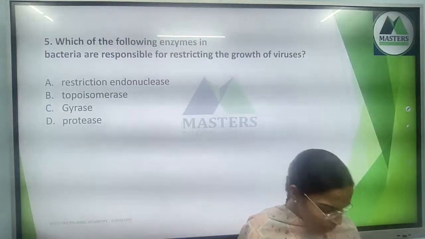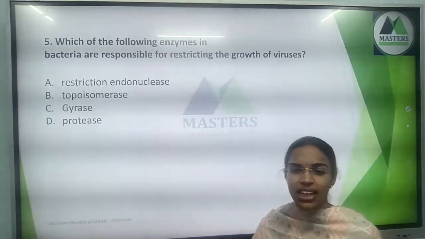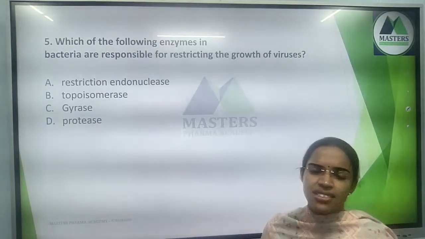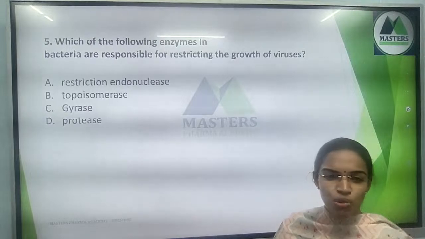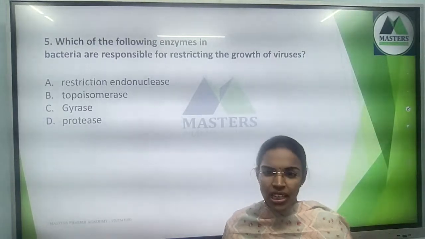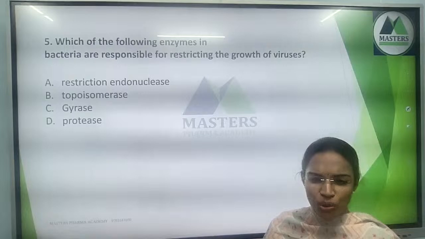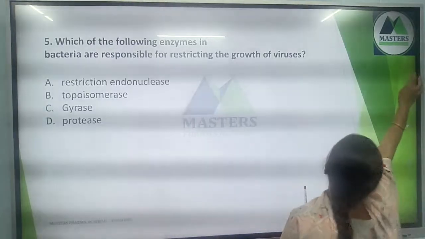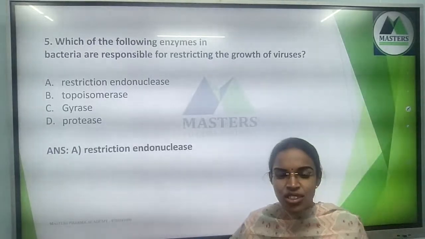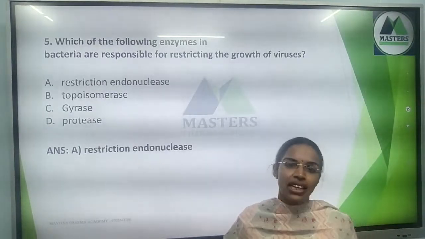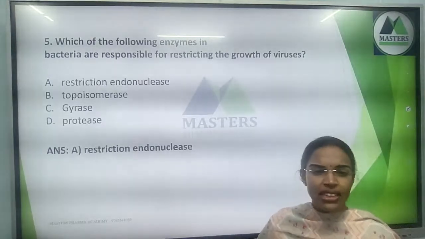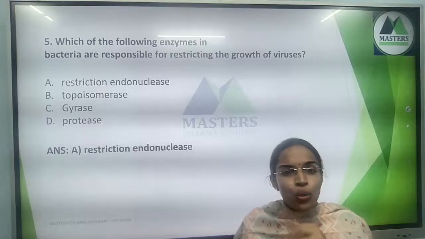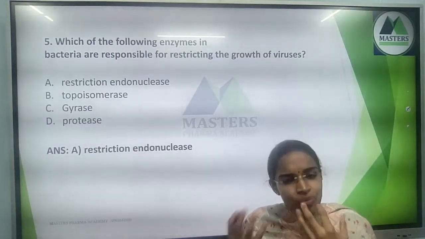So what's the right answer? Restriction endonuclease. Most of you have given the answer A. Let's see what's the right answer. The right answer is restriction endonucleases. What do restriction endonucleases do? They are the enzymes present in bacteria which restrict or stop the growth of viruses within them.